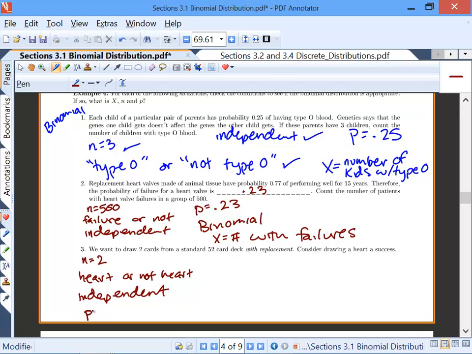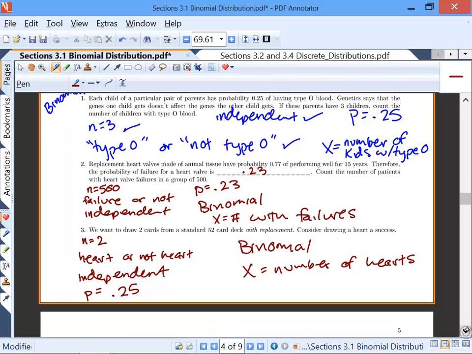And what is my probability of getting a heart? One-fourth, 0.25, 13 out of 52. Okay, and does that stay the same for each card? Yes, because I put them back before I do another one. So this is binomial. And x equals the number of hearts. How would we make one of these? Not make one. I think the next one is.